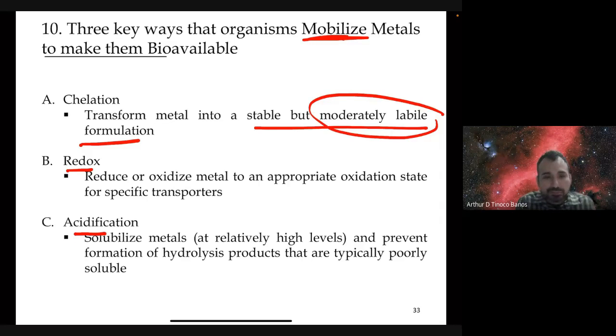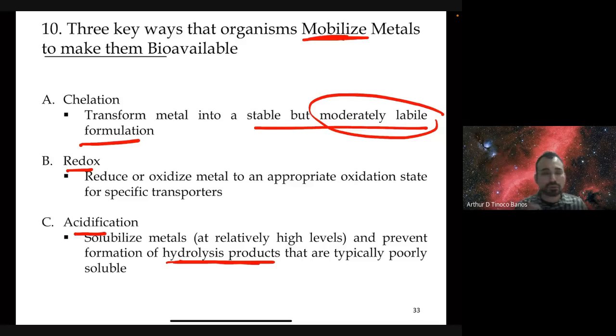You solubilize metals at relatively high levels using acid, so you prevent formation of hydrolysis products that are typically poorly soluble. All right, and I emphasize this. Hydrolysis products is one of the worst things when it comes to working with metals.